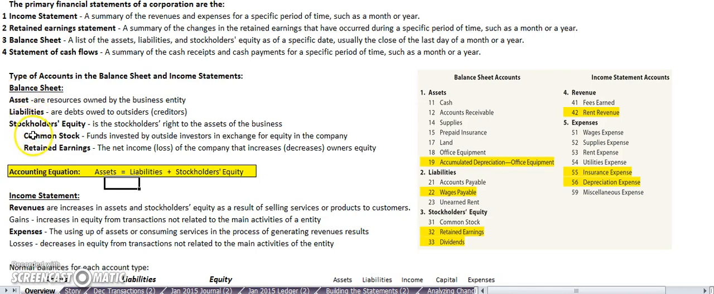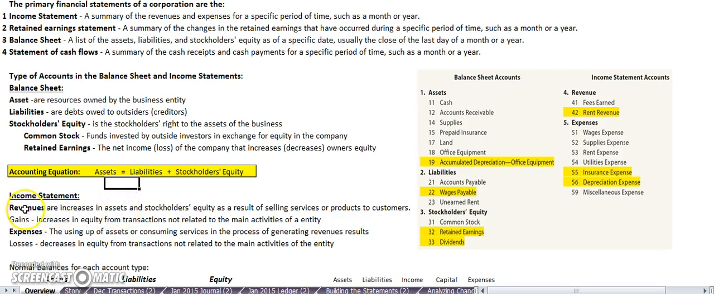Assets, liabilities, stockholders' equity, which is composed of common stock and retained earnings. And there are some other types of accounts here that are beyond the scope of what we're going to talk about right now, like paid-in capital and so forth. But let's just bypass that for now.